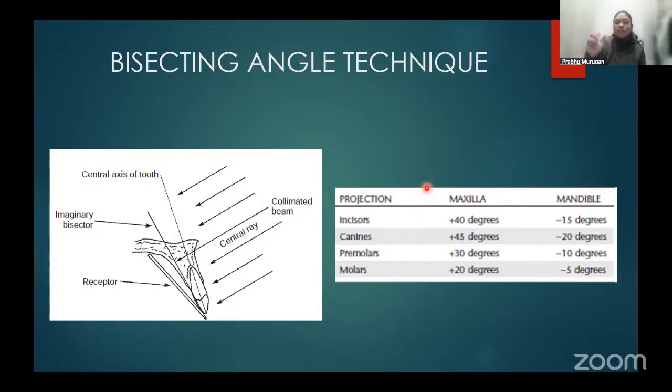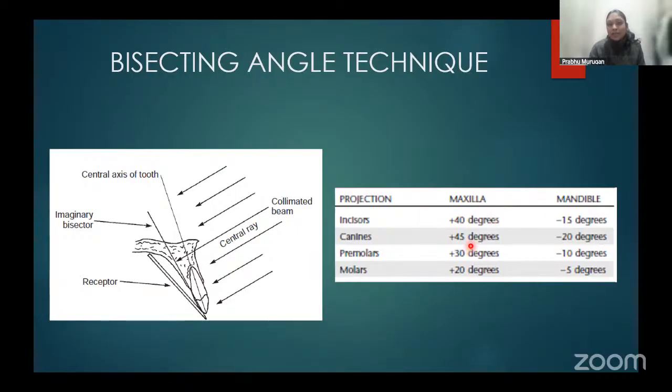So you will be adjusting the angulation. Remember, these are the vertical angulations. Horizontal angulations means moving from right to left. Vertical is top to bottom. So for your maxilla, it is going to be positive angulations, and for mandible, it is going to be negative angulation. For the maxillary central incisor and the lateral incisors, it is going to be plus 40 degrees.